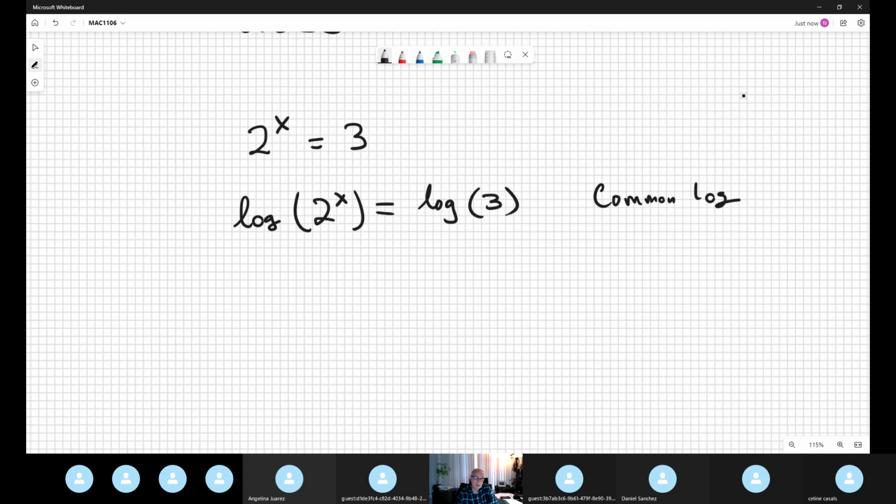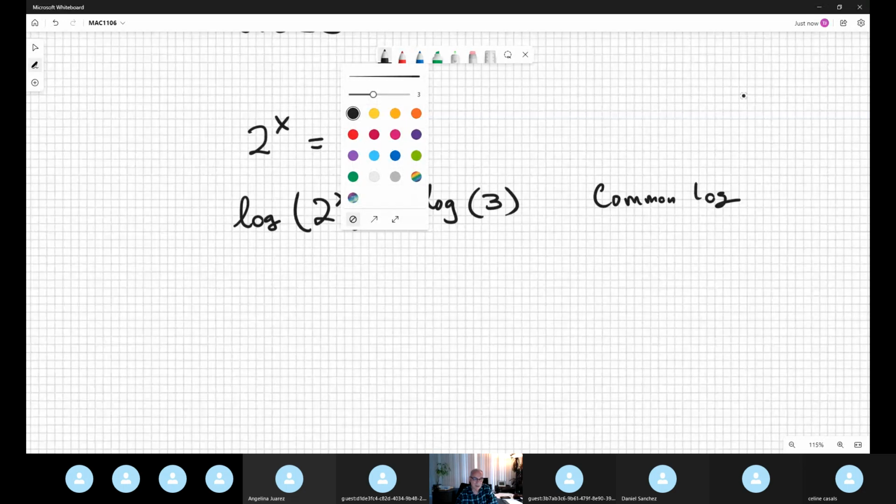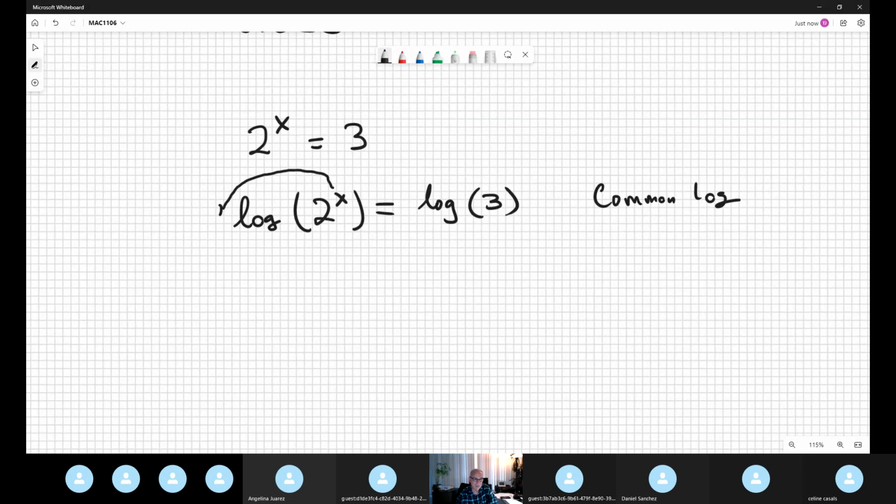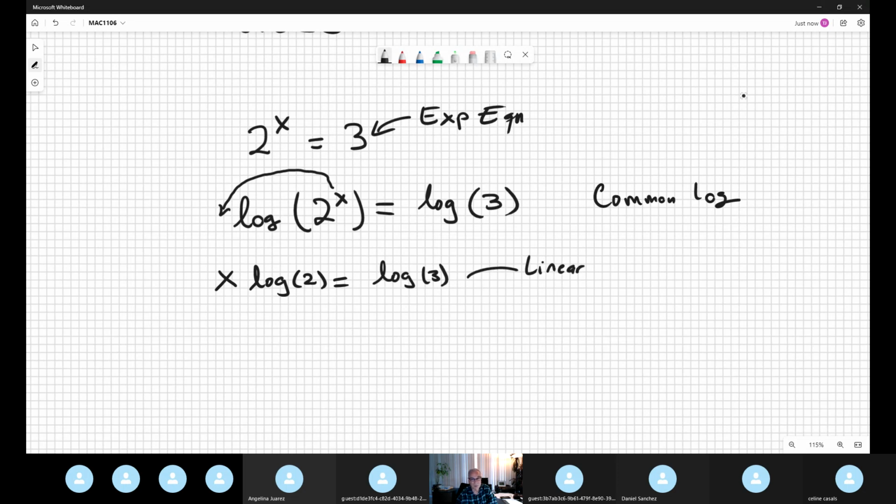Well, I want to explain, but in the next class, that we have one property that is magic. That property is that this exponent x flies outside. So x log of 2 equals log 3. I want to explain why, but in the next class. So magically you convert this exponential equation into a linear equation, but in a different way.